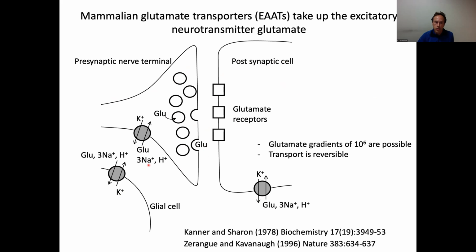And the mammalian ones, they transport the glutamate in symport with 3 sodium ions and 1 proton, and in counterport with 1 potassium ion. By harnessing the free energy stored in all these gradients, they can reach glutamate gradients across the membrane of about 10 to the 6th. Now, this is work that was initiated a long time ago, and a lot is known about the ion coupling in these transporters from seminal work by many people.